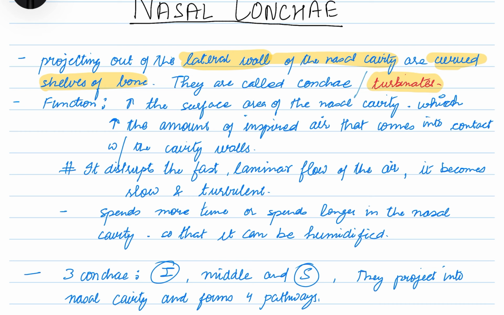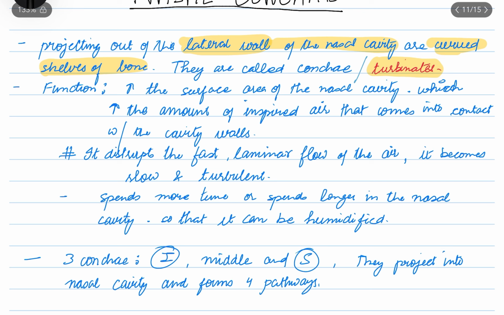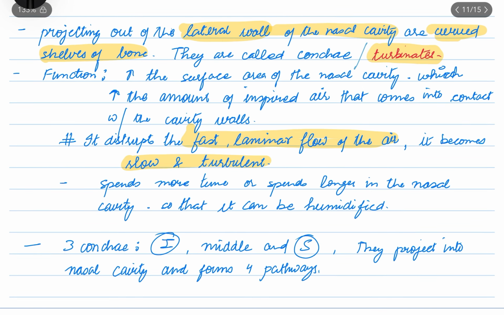The more surface area there is, the more of the air we inspire comes into contact with it, and this disrupts the fast laminar flow of the air. As the fast laminar flow is inhibited, the air becomes slow and turbulent, so it spends a longer time in the nasal cavity, which helps the air get humidified.